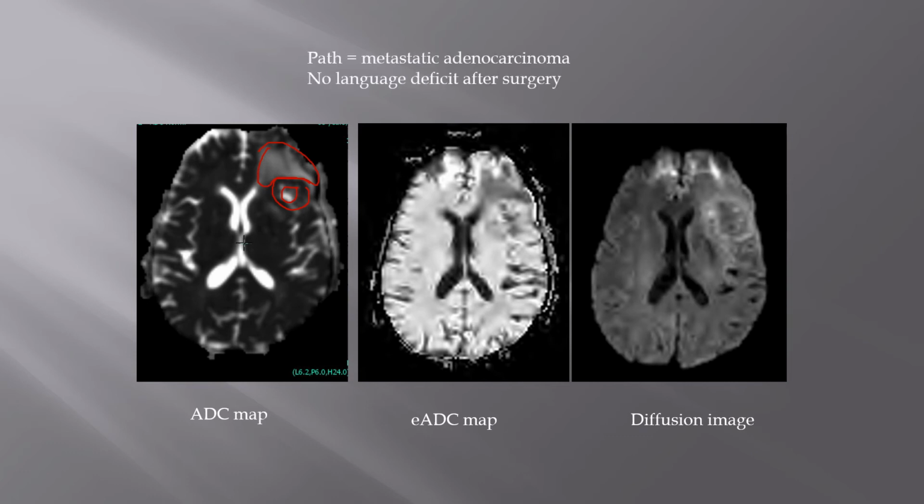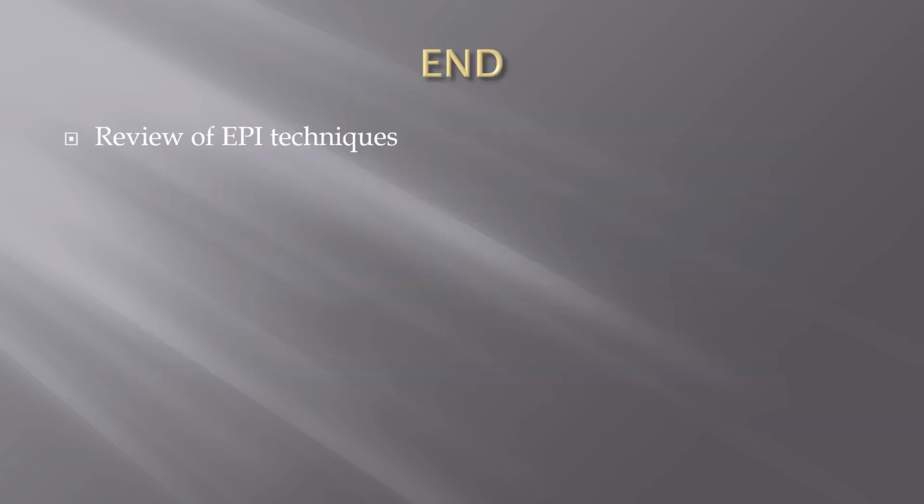So this is metastatic adenocarcinoma, pushing language away from the lesion, and so pretty surprisingly, but excellent, they were able to remove the lesion and the patient had no language deficit after surgery. All right, that brings us to the end of our review of EPI techniques.